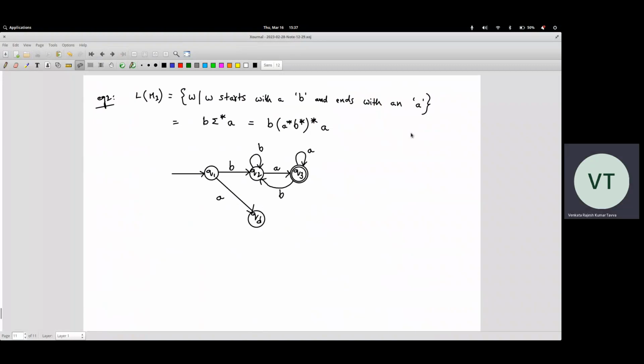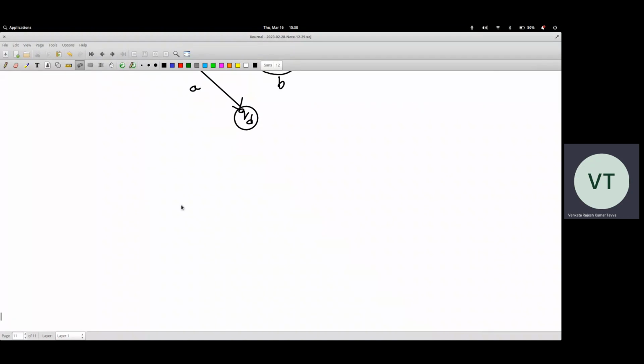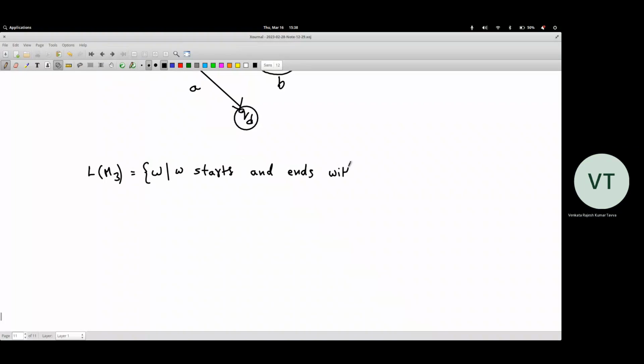Build a machine which accepts a language where each word starts and ends with a different symbol. That is, if it starts with A, it ends with B, and if it starts with B, it ends with A. Where omega starts and ends with a different symbol.